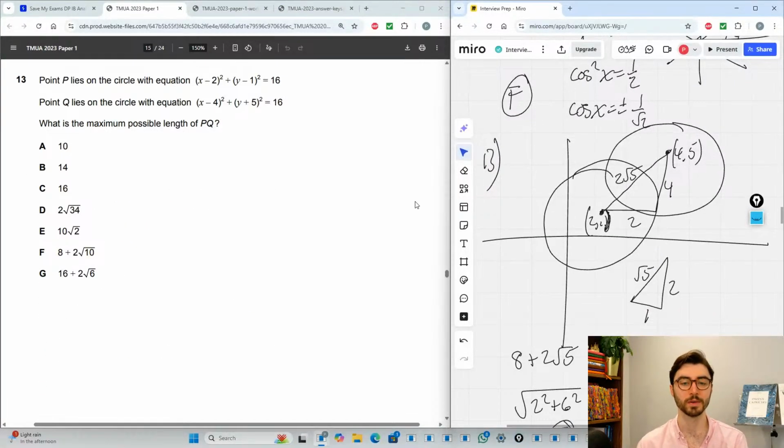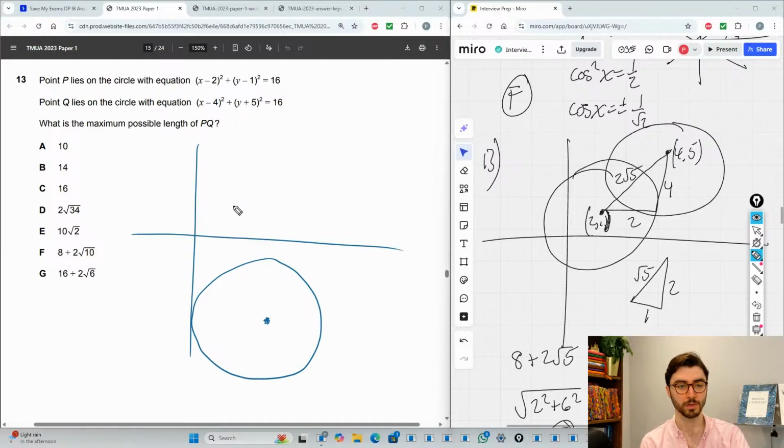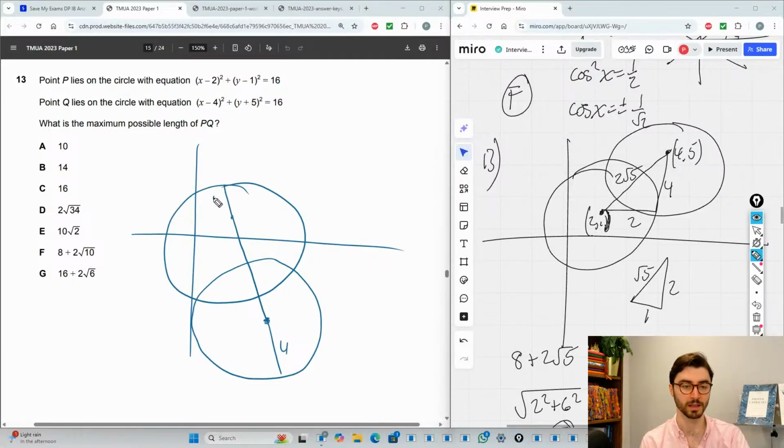Okay, let me draw how it should have been done properly. So I just made a little execution error there and forgot that this y would be negative. So we've got 4 and minus 5, which looks something like that. And we've got 2 and 1, which looks something like that. It looks nothing like that, but the point is we do that and we carry on with our 4 in both directions. So that's 4, that's 4.